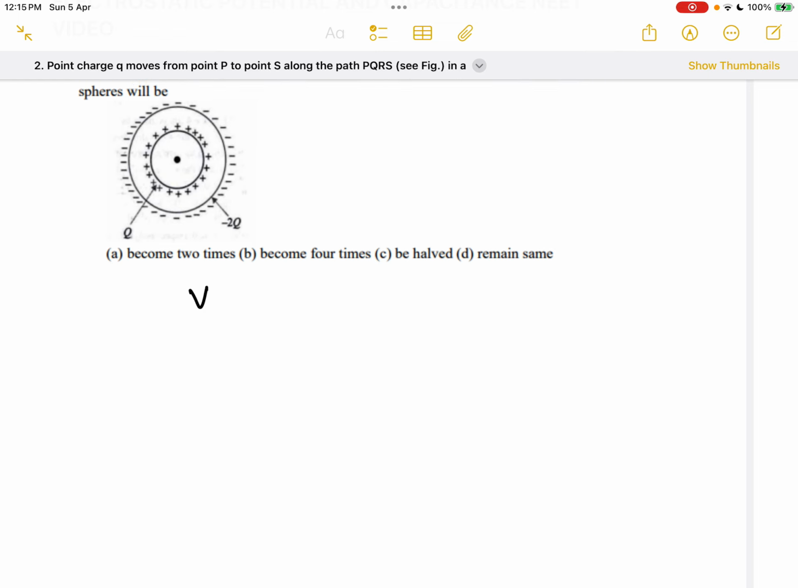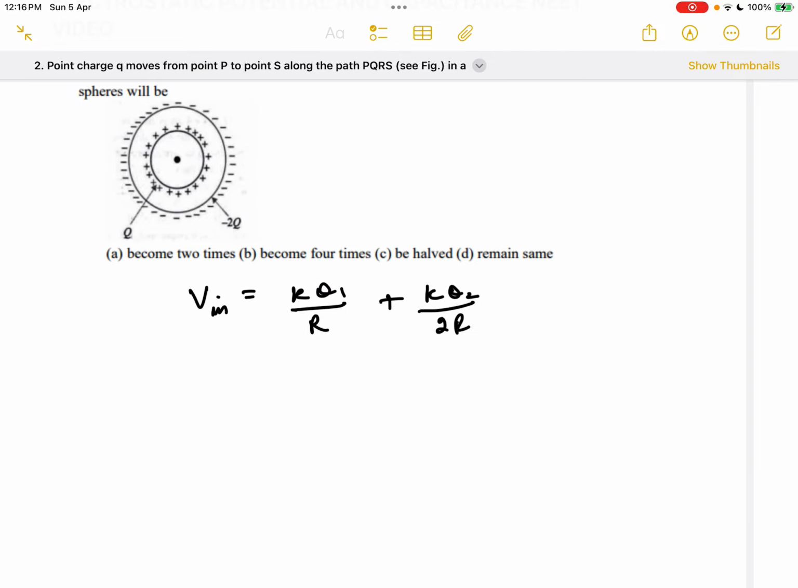Let's write an expression for the potential on the inner sphere. The potential due to the two charges can be written as kq1 divided by r, and due to the second charge, it's kq2 divided by 2r.